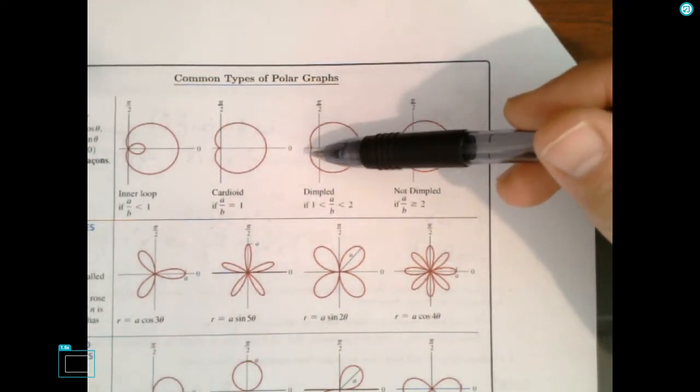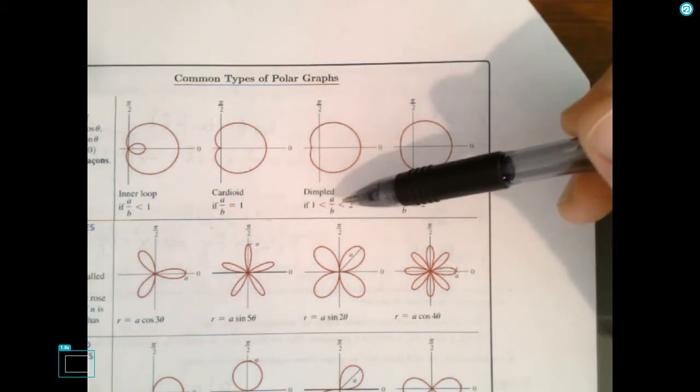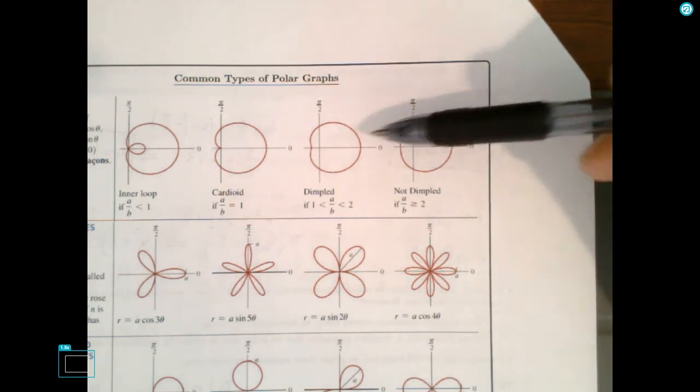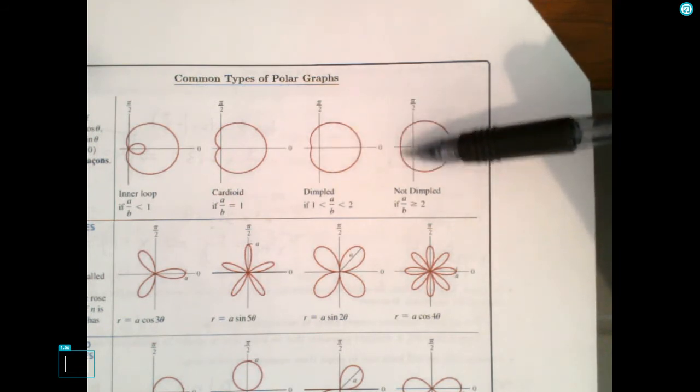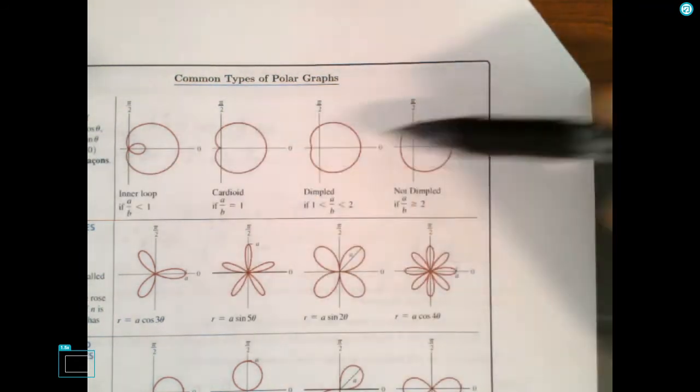You can end up with some dimpled limacons depending, again, on the ratio of a to b. You end up without a little dimple, but maybe a flatter side than the other, if a over b is bigger than or equal to 2, right? So these are the limacons.